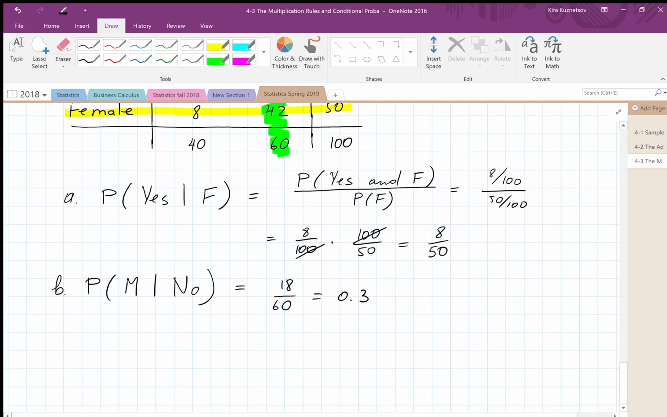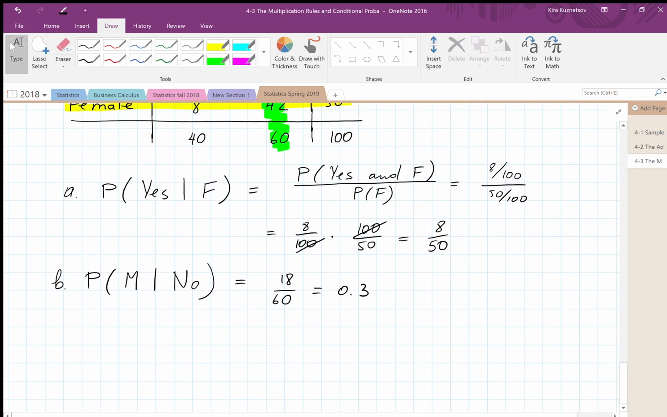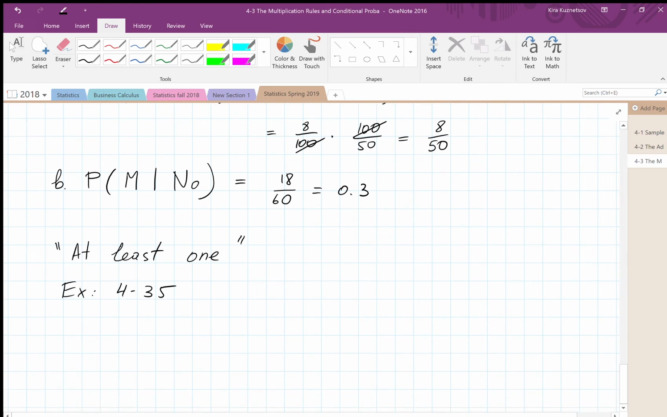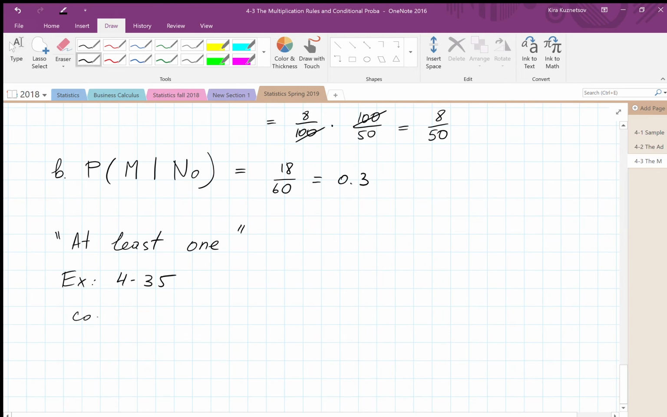My last concept in 4-3 is probability for at least. What we're dealing with is at least one for the most part. I'm going to take a look at example 4-35. A person selects 3 cards from an ordinary deck and replaces each card after it is drawn. Find the probability that the person will get at least 1 heart. Okay, so a card is drawn and replaced.